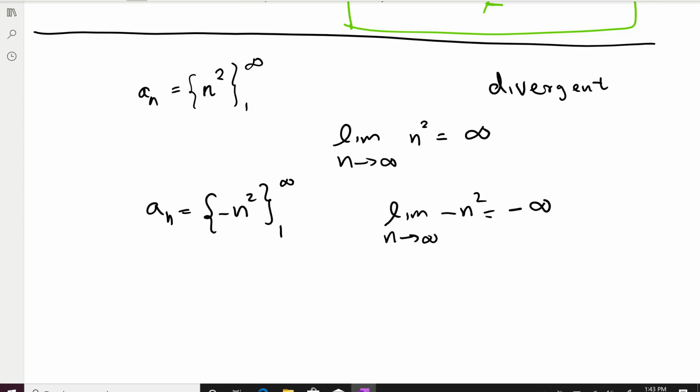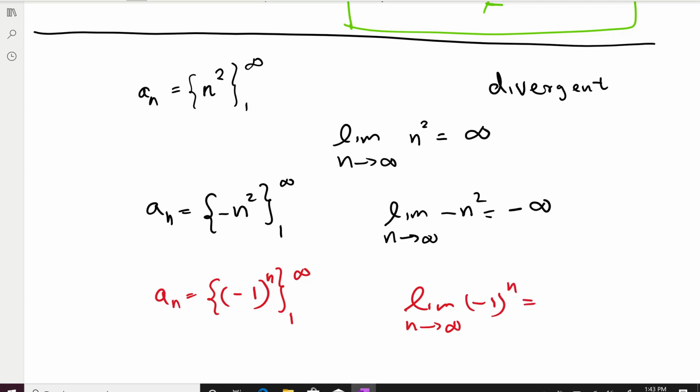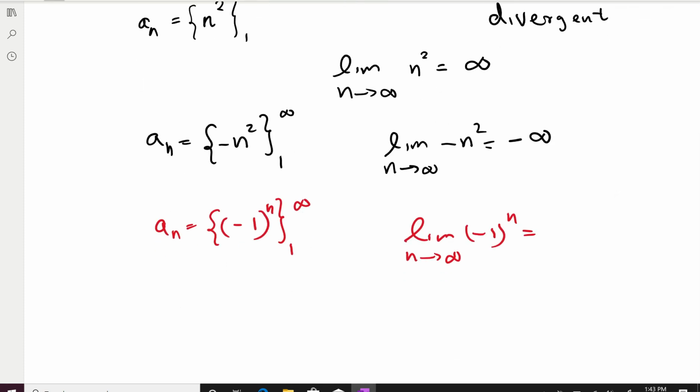The last example that I want to give you is the sequence we already saw, negative 1 to the n. If you take the limit when n goes to infinity of negative 1 to the n, it means sometimes it's 1, then it's negative 1. 1, negative 1, 1, negative 1. It switches between 1 and negative 1, right? Eventually, that's also what's going to happen.